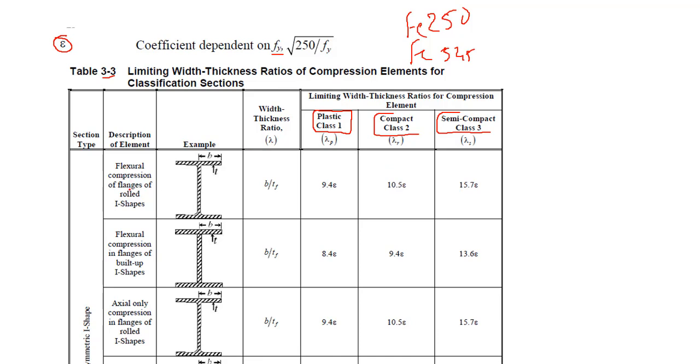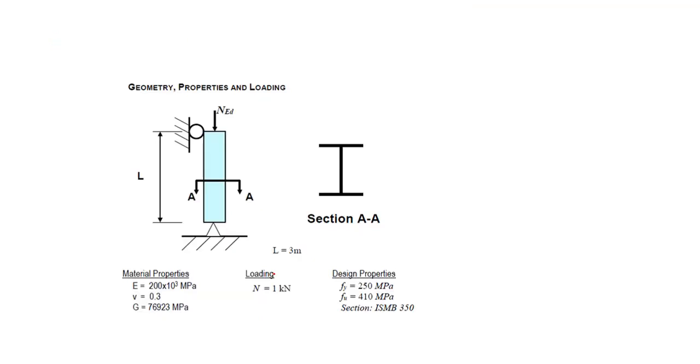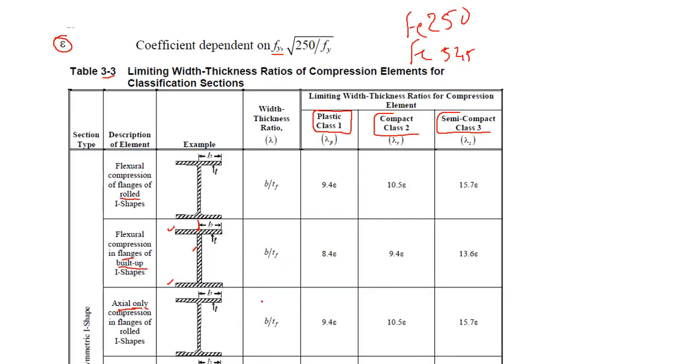We have flexural compression for rolled I shape, where the whole I section is made from one single section. For built-up sections, the flange and the web will be separate and maybe welded or bolted. We have axial compression, where the force is only axial compression, and that's it. Alright, cool.